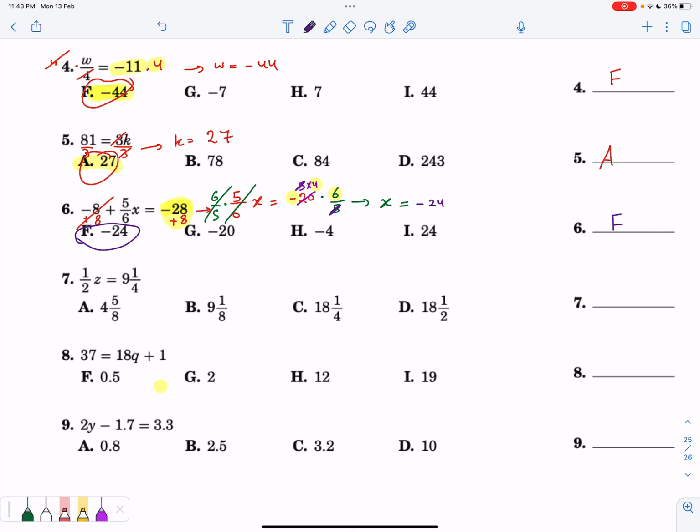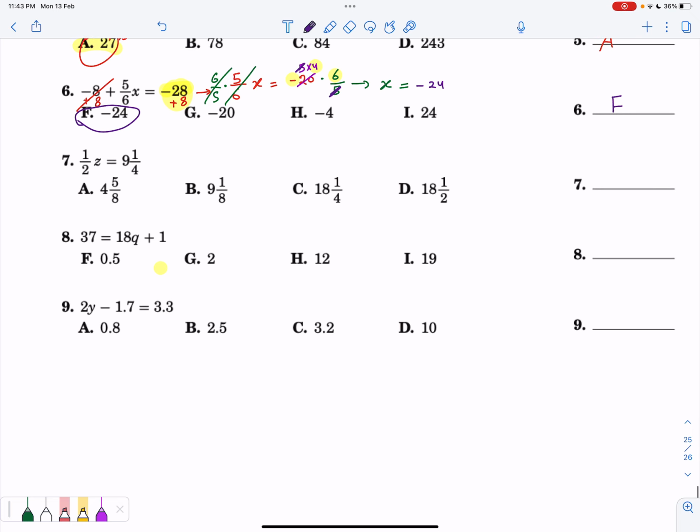Then question 7. 1 over 2z is equal to 9 and 1 over 4. So to solve that, I guess the best way is to make the 9 and 1 over 4 an improper fraction, then solve it as a regular equation.